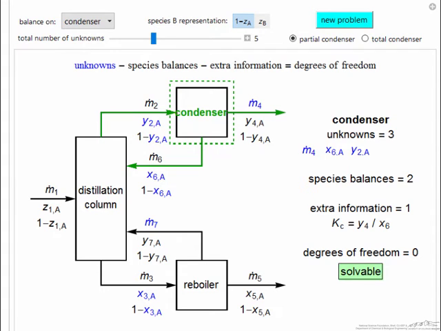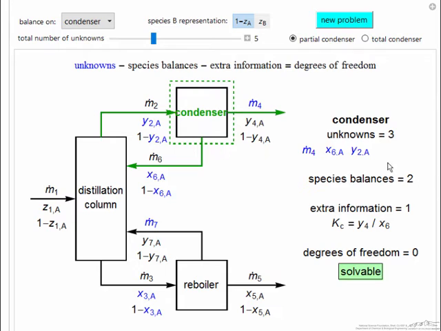So here we're looking at the interactive simulation, and we selected the condenser. We have the option of the column or the reboiler also, or an overall balance. The blue are the unknowns, so this is a mass fraction, vapor coming in, mass flow rate leaving, and then this mass fraction of the liquid that's condensed. So we have three unknowns.